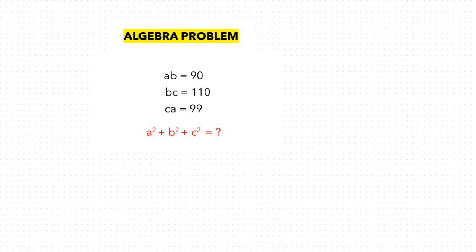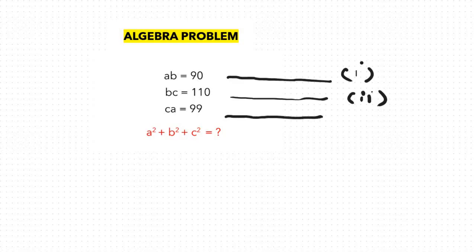We have a nice equation problem here. AB equals 90, BC equals 110, CA equals 99. We have to find the value of A square plus B square plus C square. We can give this one as equation 1, this one as equation 2, this one as equation 3.